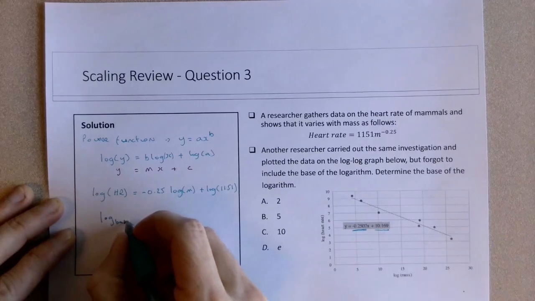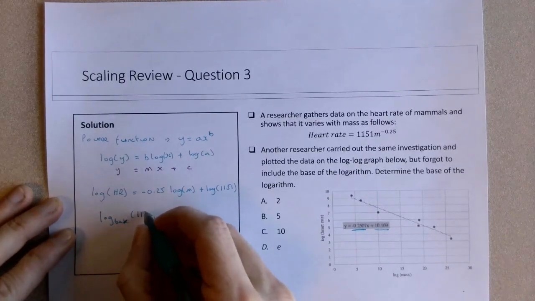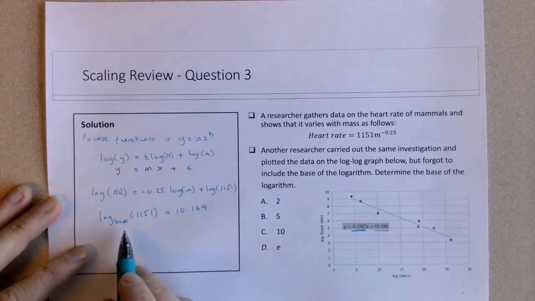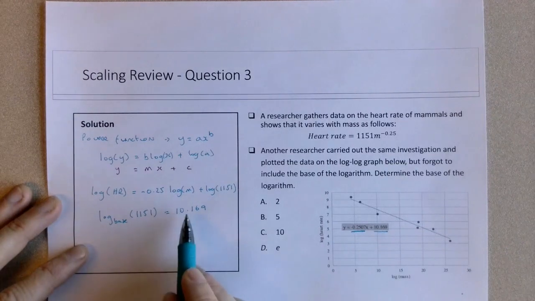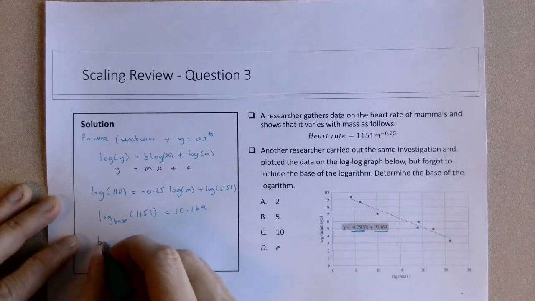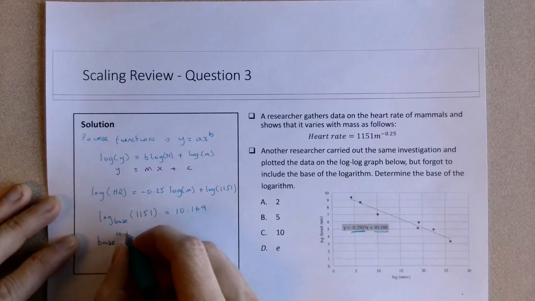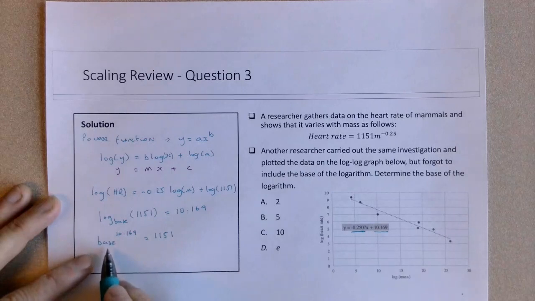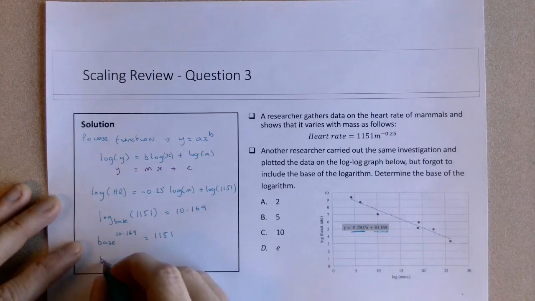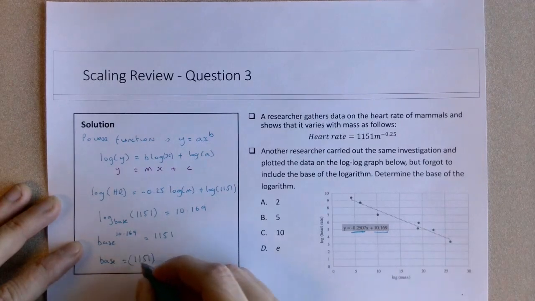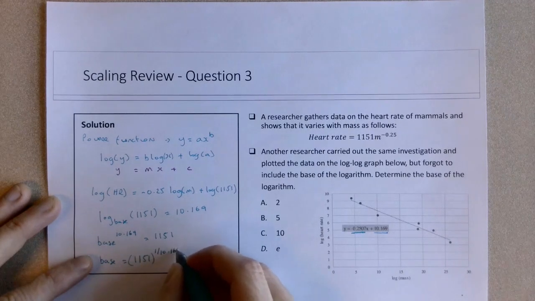So the log of 1151 to some base is equal to 10.169, and that means that the base raised to 10.169 is equal to 1151. So I know this base that we're trying to find raised to 10.169 is equal to 1151. To find the base, I would raise both sides to 1 over 10.169 to leave us just with the base. So the base will be equal to 1151 raised to the power of 1 over 10.169.